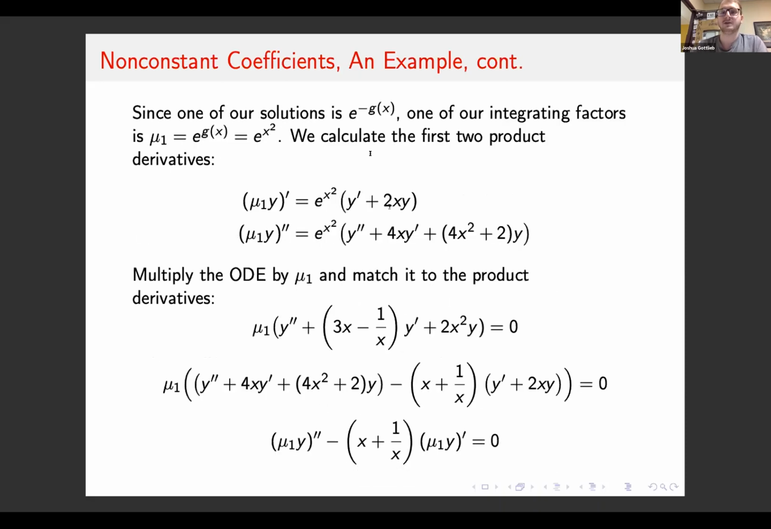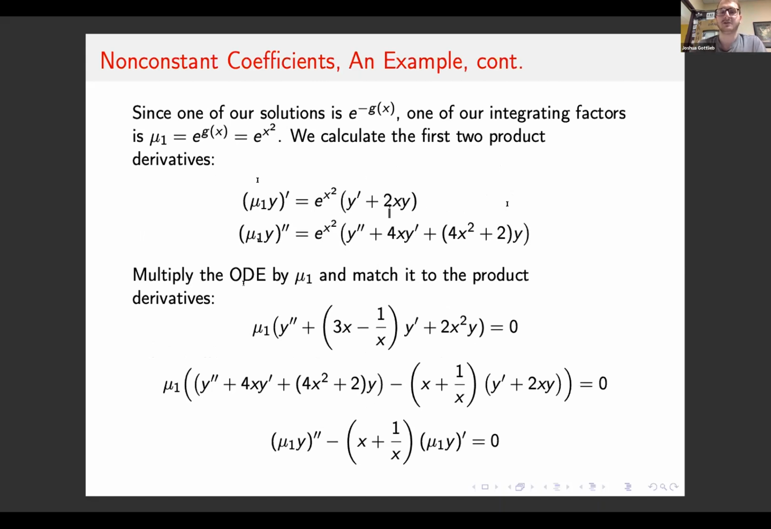Since we know one of the solutions is e to the negative g of x, one of our integrating factors has to be e to the g of x, or e to the x squared. We're going to calculate the first two product derivatives, mu1 y prime and mu1 y double prime, and these are going to give us patterns that we need to break our original differential equation into in order to match it to perfect product derivatives. This is like what we were doing with the characteristic polynomial, except that we're not using constant coefficients anymore.